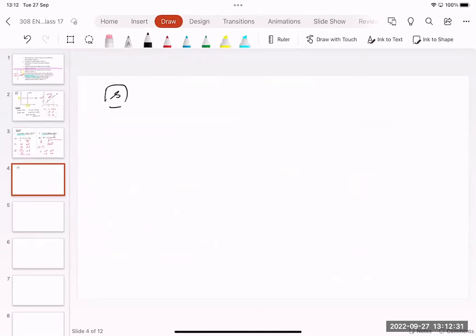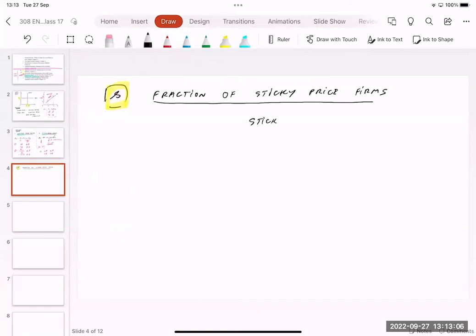We're going to have S like this. This S is going to be the fraction of sticky price firms. As I told you before, in the economy, we assume that we have sticky price firms and we have flexible price firms. The question is, we need to know what is the fraction of sticky price firms and what is the fraction of flexible price firms. So S, a small s, is going to be any number between 0 and 1. This is going to be a percentage. 0 is like 0%, 1 is like 100%.